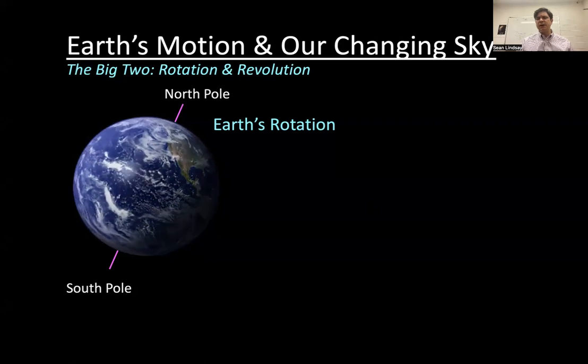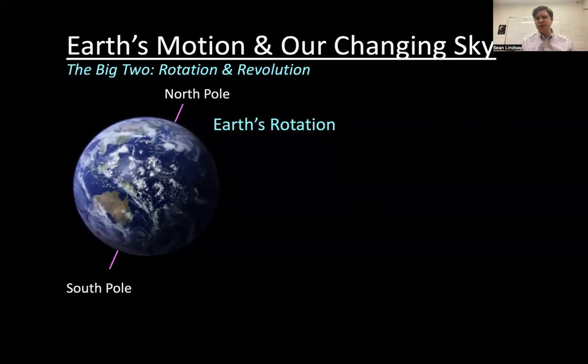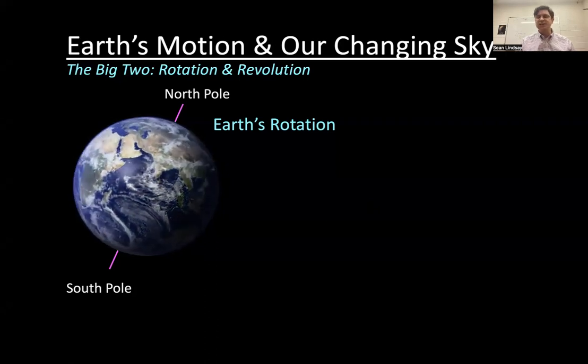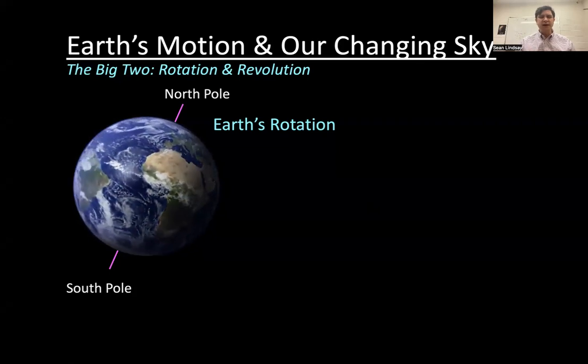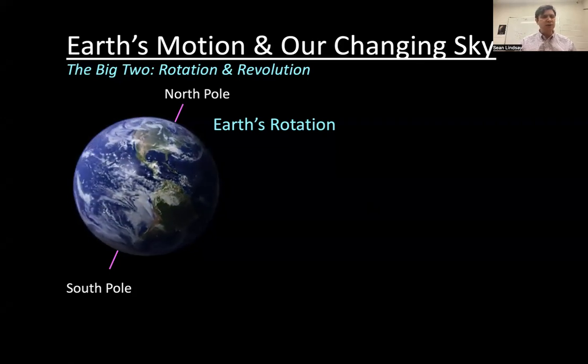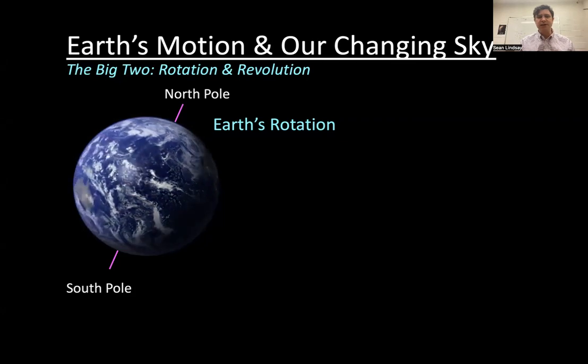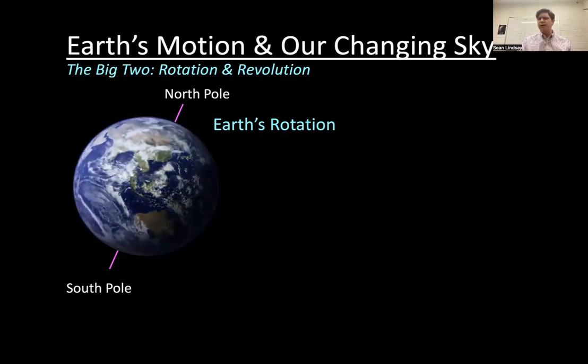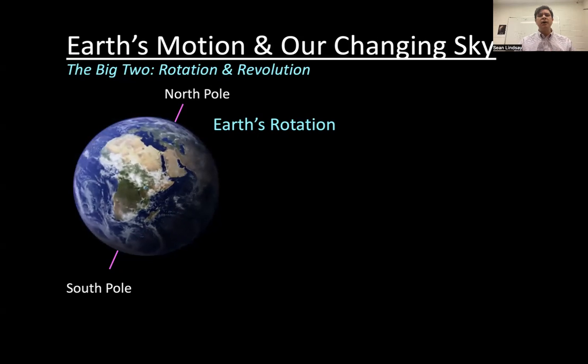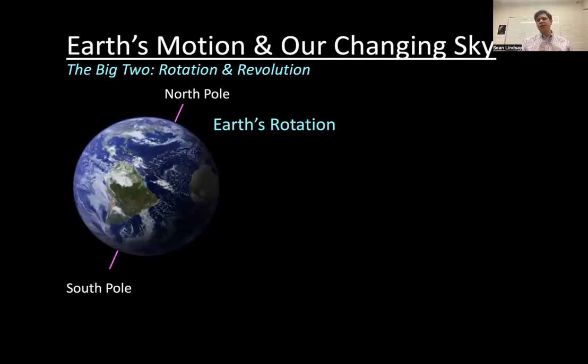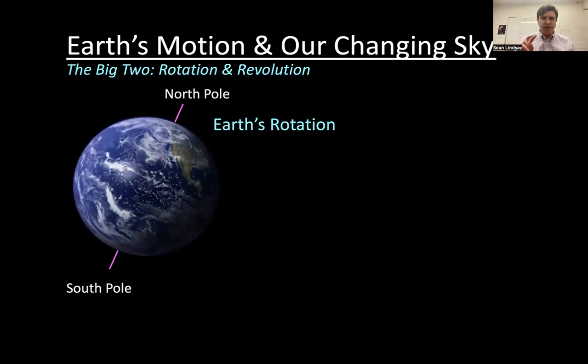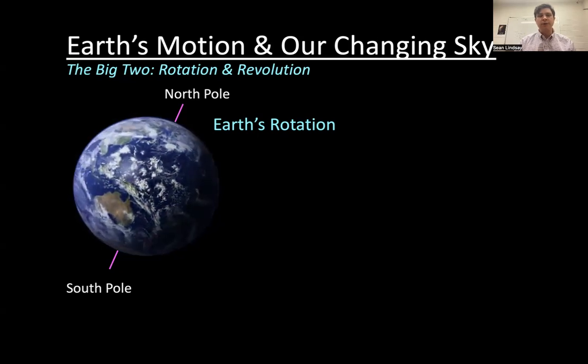Our next lesson is how is the sky changing? What is causing the sun to rise in the east, set in the west? If we're looking to the south, why is it that the stars rise in the east and set in the west? If we look to the north, what kind of motion do we see with the stars? So whenever we're talking about the changes that we see in the sky, we have two big motions related to Earth that we need to talk about.